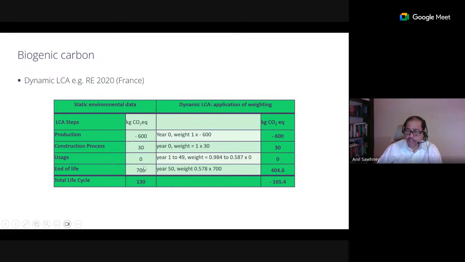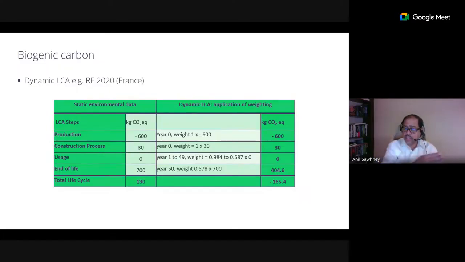So minus 600, you got benefit. 30 was emitted during construction. Then you sent this timber beam out, but before sending it, you spent another 100 kilograms of carbon dioxide equivalent, which was emitted because of deconstruction. So really, the total life cycle is 130 kilograms of carbon dioxide equivalent.